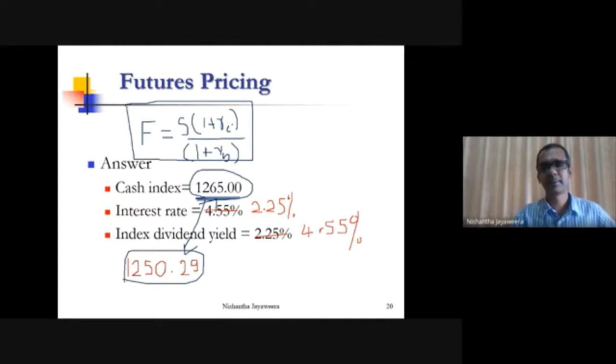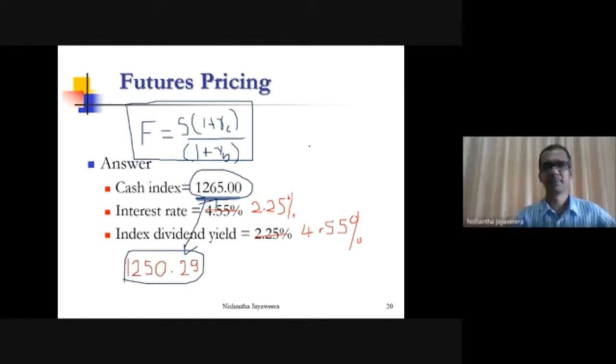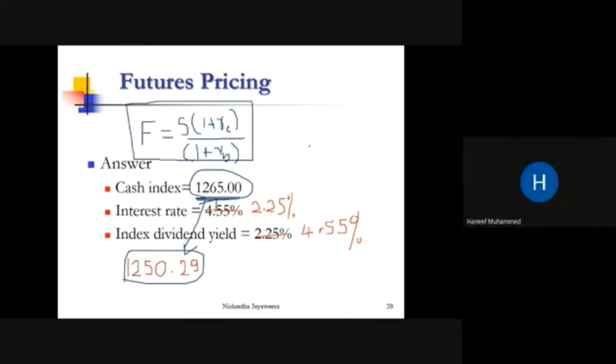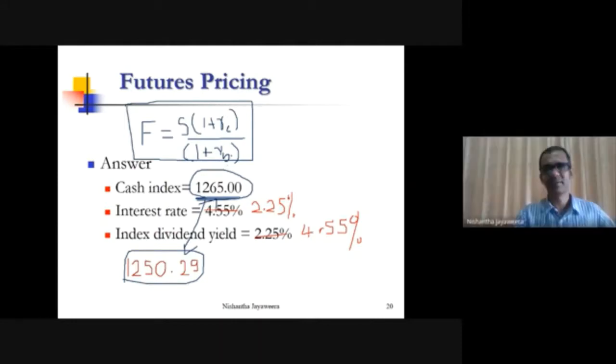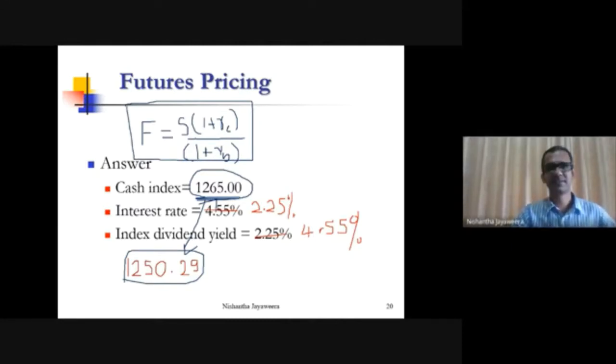What is RC? It is counter currency. Interest rate of counter currency. What is RB? Interest rate of the base currency. What is S? Spot rate. Is it a direct quote or indirect quote? However, it should be the price of 1 unit of base currency in terms of counter currency.